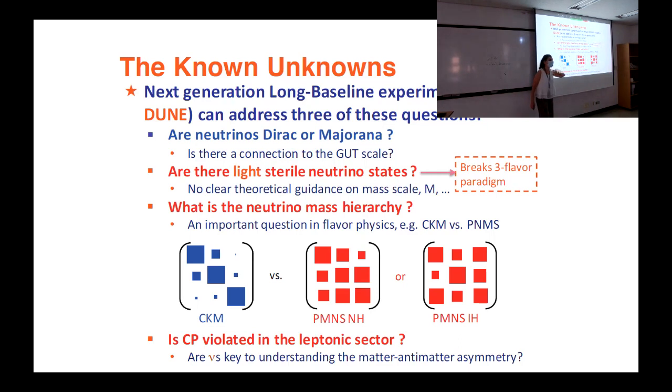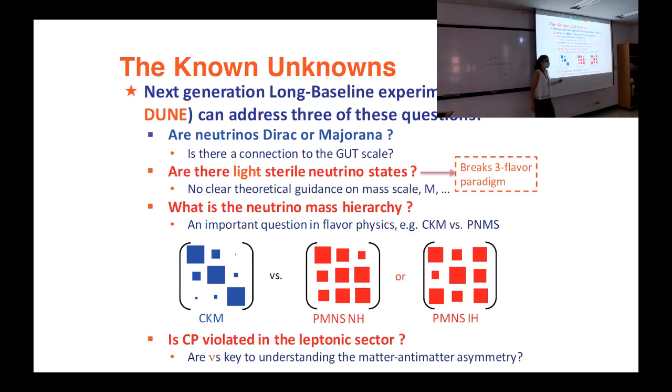The second one is: what's the neutrino hierarchy? Is it normal ordering or inverted ordering? To understand what this means, this is the CKM matrix. The CKM matrix is a very diagonal matrix. We have two possibilities in the neutrino sector, the normal ordering or the inverted ordering, which essentially says whether the smallest entry is this one or this one. Is the state with the smallest electron neutrino content the heaviest or the lightest? This is essentially what we say.